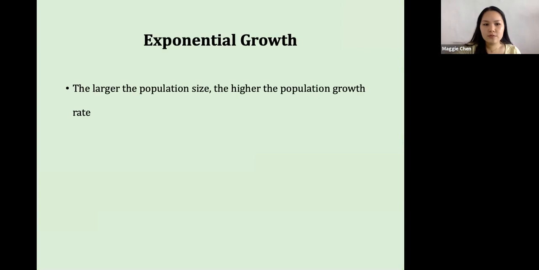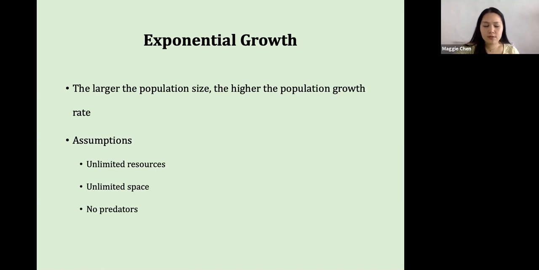So exponential growth: the larger the population size, our N, the higher the population growth rate, our dN/dt. Some assumptions about exponential growth are that we have unlimited resources: unlimited water, unlimited food, unlimited hosts, things like that. There's also an assumption of unlimited space. Also, we're assuming with exponential growth that there are no predators, nothing to control your population or your species as it's growing.